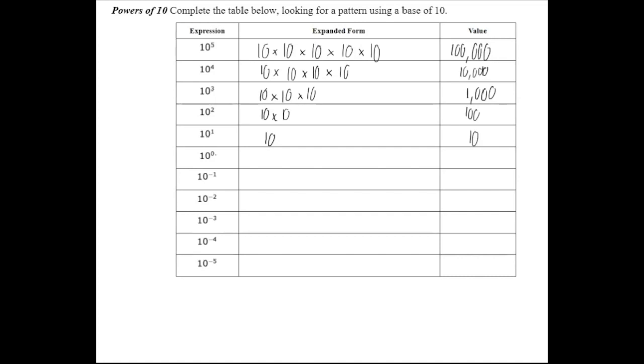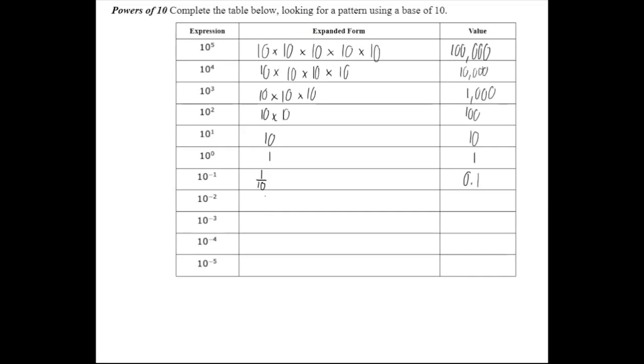10 to the 0 requires the identity for exponentiation to 0. Any number raised to 0 is 1. And so the value is itself 1. Now, we get into negative exponents. This is the reciprocal. So this is the same thing as 1 divided by 10. And so we have 0.1. Notice that we have now 1 leading 0 to the left of the decimal.